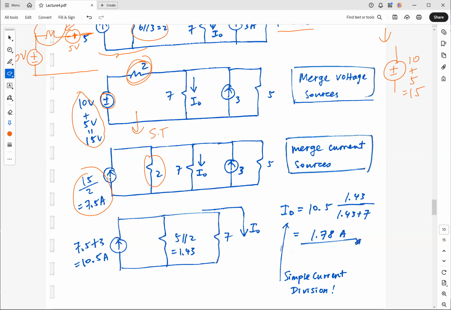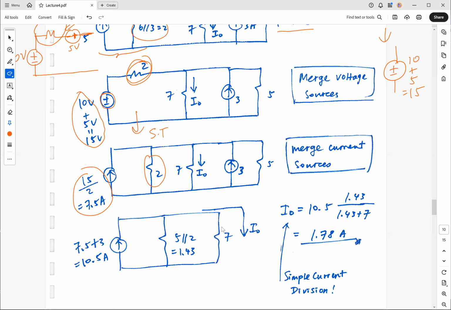Similarly over here, I have two current sources going in the same direction, and since they are in parallel, I can simply combine them. They're in the same direction. Imagine, this is coming from your KCL. They're going in the same direction, going to the same node, and the current is going to add up. So I have 7.5 plus 3, and that will give me 10.5. So 10.5 in parallel with 1.43, and then in parallel with the 7 ohm, and this is where the current I naught is flowing through.